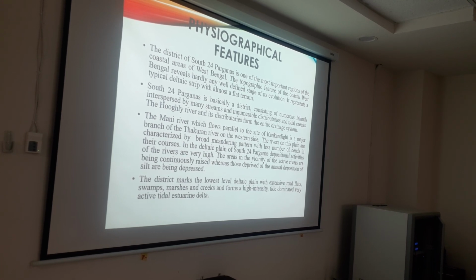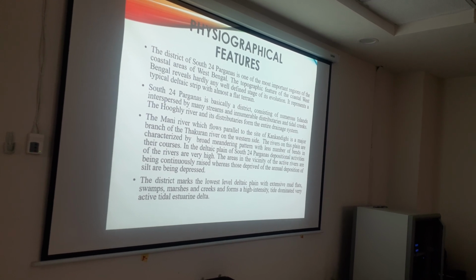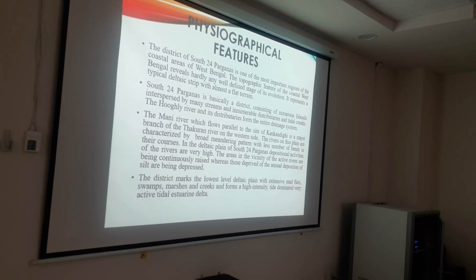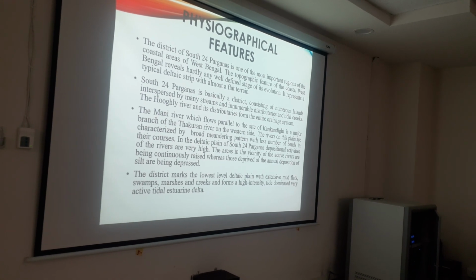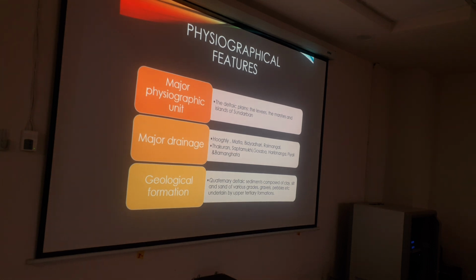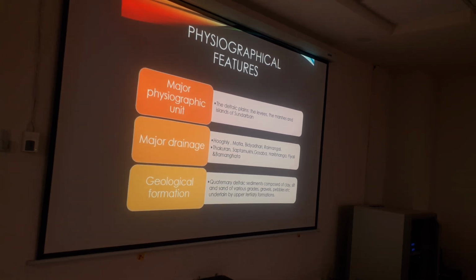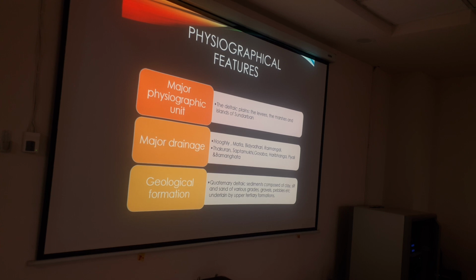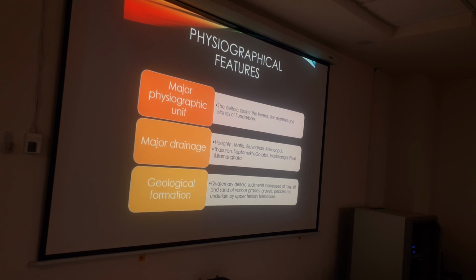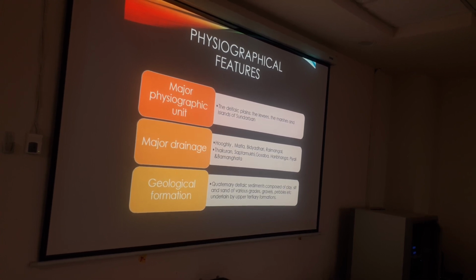The Hooghly River and its distributaries form the entire drainage system. So it is again the mud, characterized by mud floods, swamps, marshes, creeks, and forms a high-intensity, tide-dominated, very active tidal estuary. These are the physical features. I am not going into the details of this. These are the geographical and geophysical conditions of the delta region. So it is quite different from the other parts of Bengal or the Bengal plain.